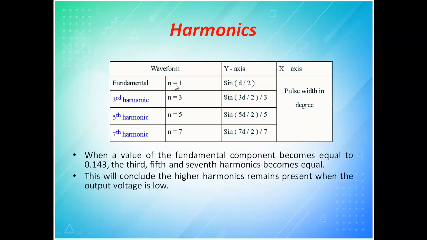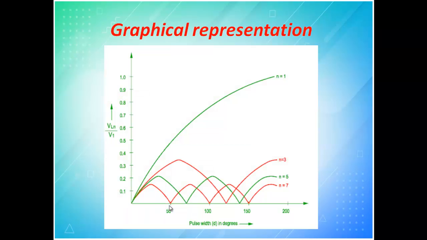If the value of n is equal to 1, that is called the fundamental, that is sine of d by 2. Then this is for the third harmonic, fifth harmonic and seventh harmonic. The value of the fundamental component becomes equal to 0.14, and the third, fifth and seventh harmonics become equal. This will conclude that higher harmonics are present when the output voltage is low. When your voltage is less, your higher harmonics will be there. When the voltage increases, your lower harmonics also come into picture.